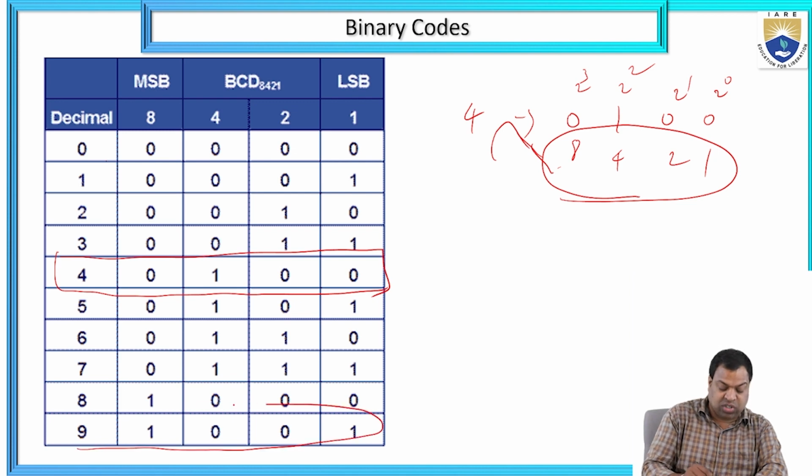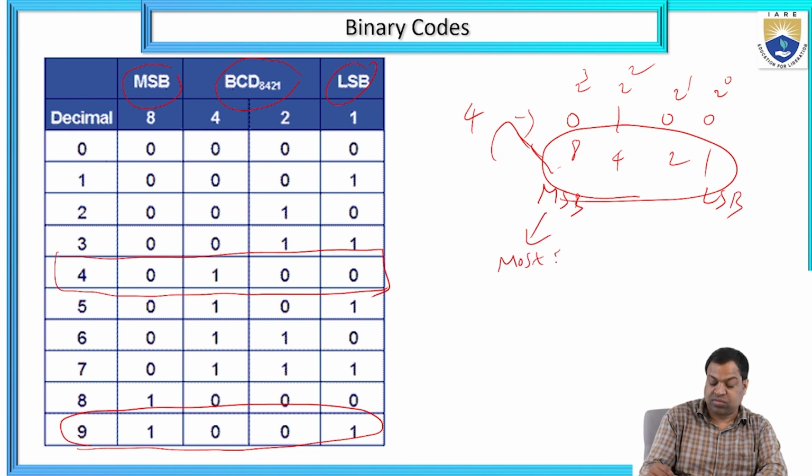The value of 9 is 1001. How did we get it? From the BCD 8421 method. There is an MSB and an LSB. In the 8421 method, the leftmost value is the MSB and the rightmost value is the LSB. MSB means most significant bit, and here the least significant bit.